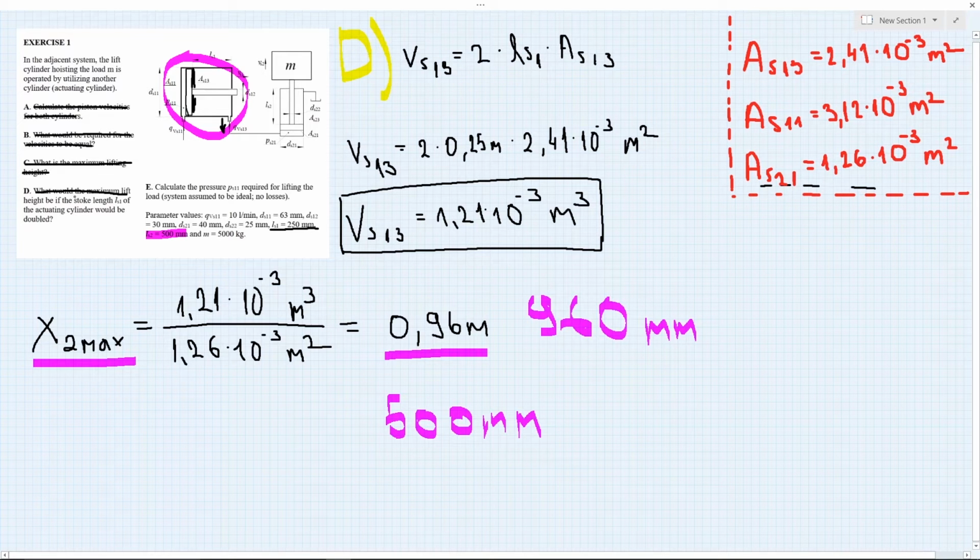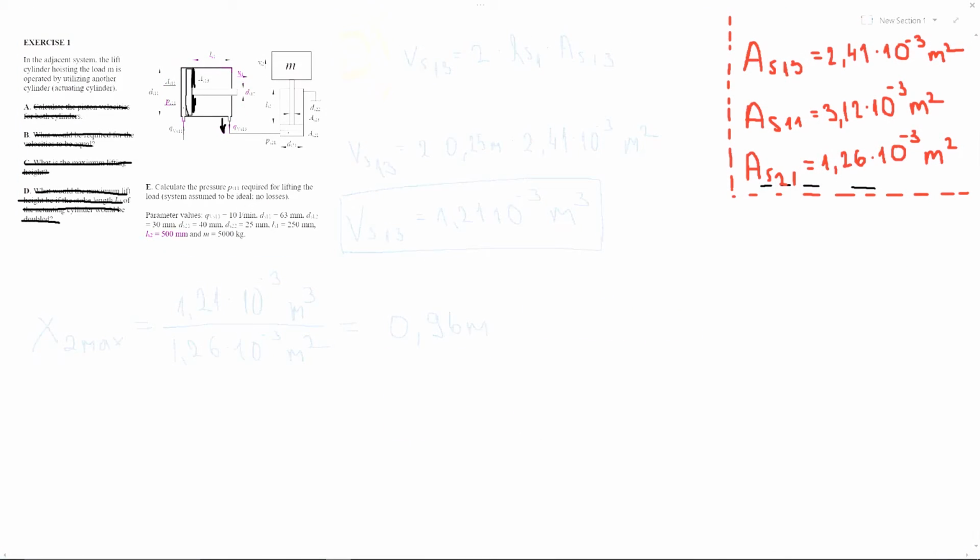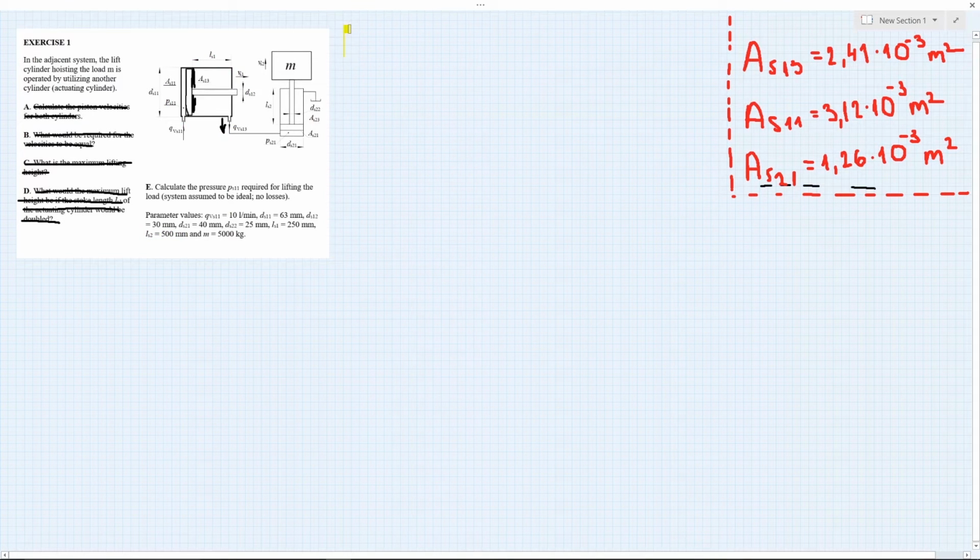Now we only have the E part left. Okay, and the last letter we have left is E. And E says, calculate the pressure PS11 required for lifting the load. System assumed to be ideal, no losses. So the pressure right here, this is pressure PS11. Let me take my pen.